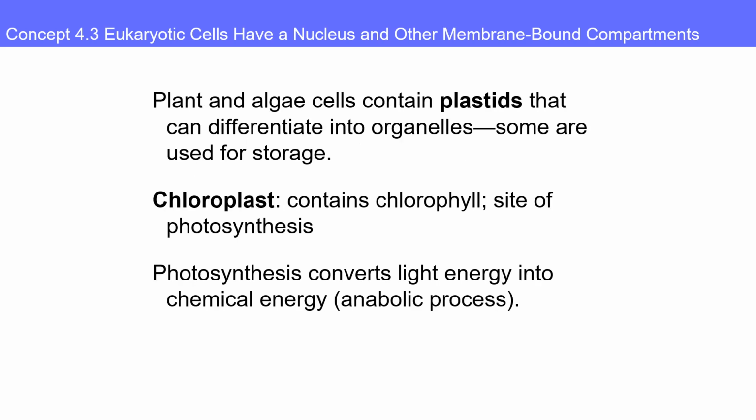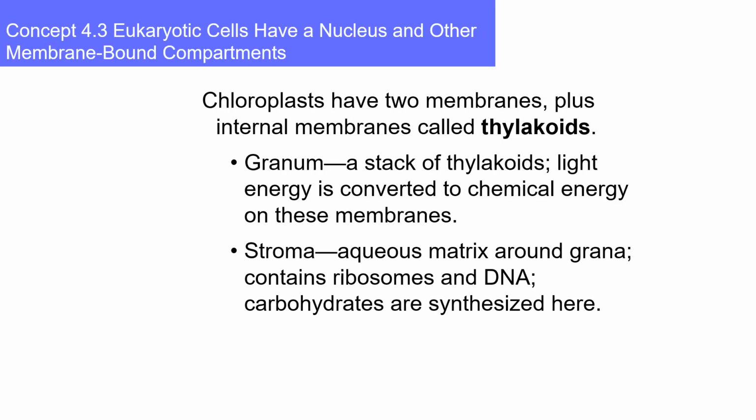Now, mitochondria has a similar organelle out there called the chloroplast, and a chloroplast is a part of a group of organelle structures called plastids that are found in plants and algae. Plastids are things that can differentiate further into various organelles. The chloroplast is the most famous. It contains the pigment known as chlorophyll, and it's where photosynthesis occurs. It is also where light energy is converted into chemical energy.